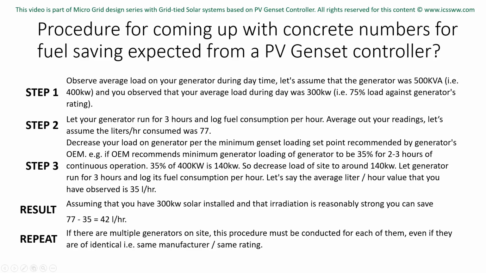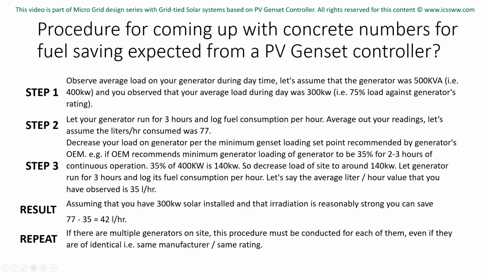Step number 3, decrease the load on the generator to the minimum genset loading set point recommended by the generator's OEM. If, for example, the OEM recommends a minimum generator loading of 35% for 2 to 3 hours of continuous operation, 35% of 400 kilowatts is 140 kilowatts. So decrease the load of the site to around 140 kilowatts. Let the generator run for 3 hours and log its fuel consumption per hour. Let's say the average value you observed is 35 liters per hour.